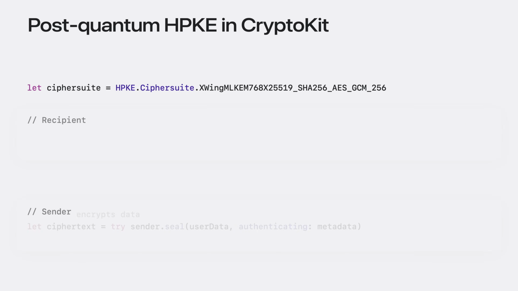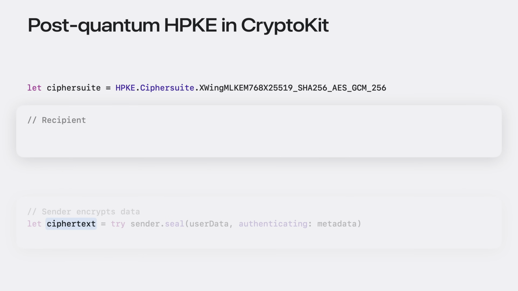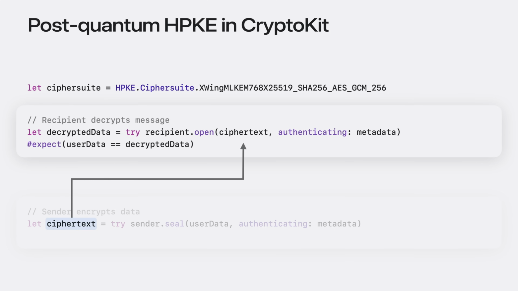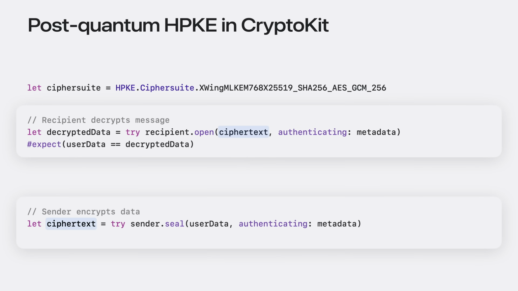The sender creates a ciphertext by encrypting the sensitive user data, such as health data, geolocation tracks, or photos, along with authenticated metadata. It sends it to the recipient. The recipient decrypts the ciphertext by opening it along with the same authenticated metadata. Now, the user's climbing trip data has been sent from the sender to the recipient device with quantum-secure end-to-end encryption.